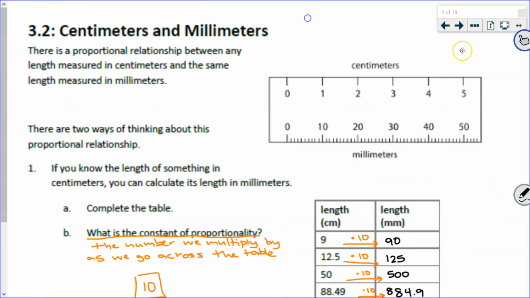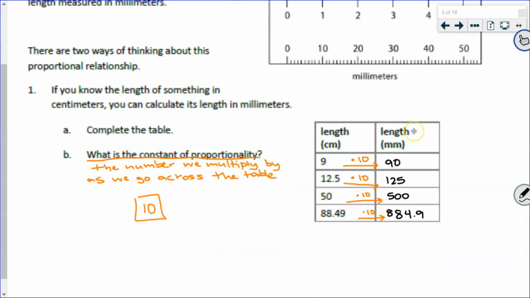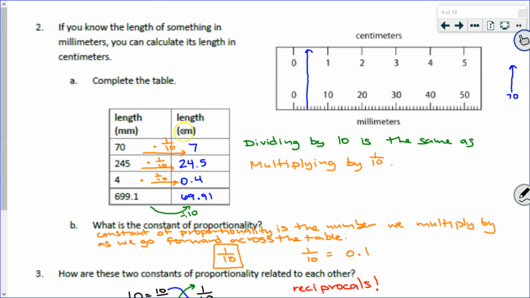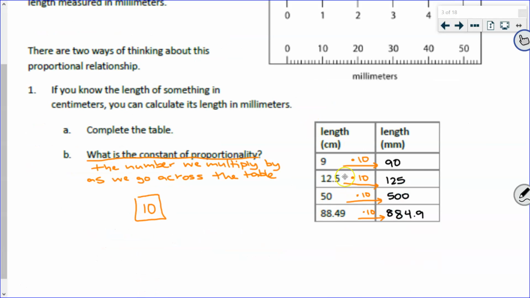To review some of the things that happened last time, we had a relationship between centimeters and millimeters. And we were able to identify that relationship both ways, whether we're going from centimeters to millimeters, or from millimeters to centimeters. We were able to organize that information in a table. And then we were able to look for that relationship, like specifically, how do I go forward in the table? For this first one, we went forward in the table by multiplying by 10, and we realized that that is the constant of proportionality. It's a number that we multiply by.